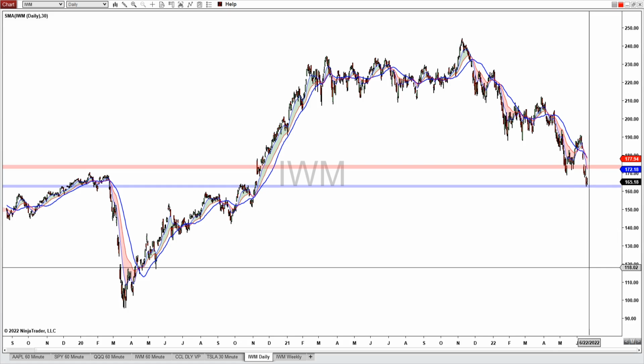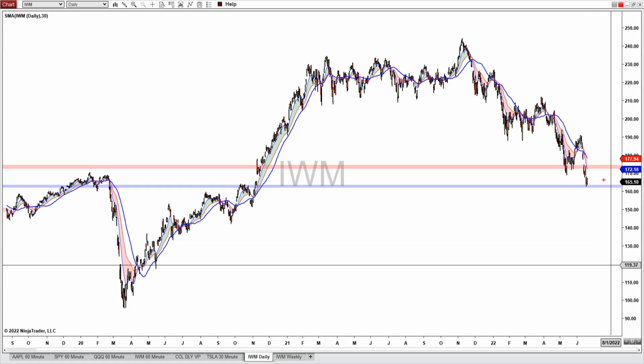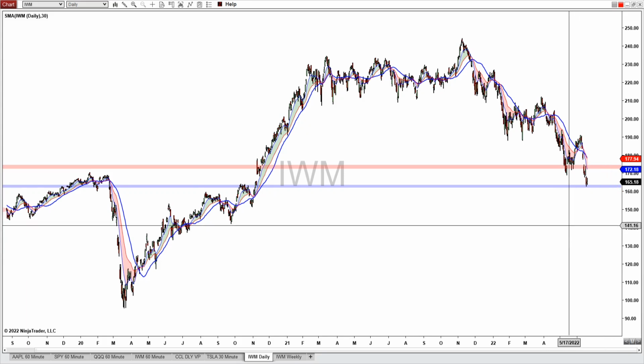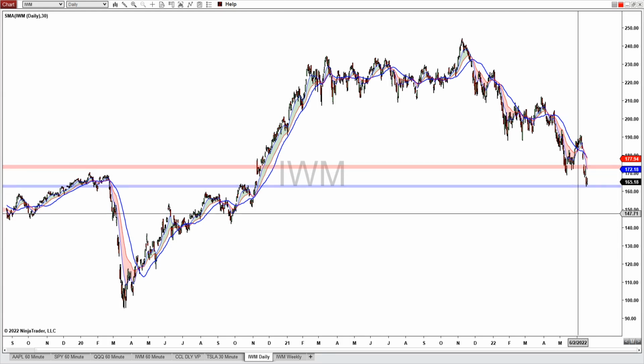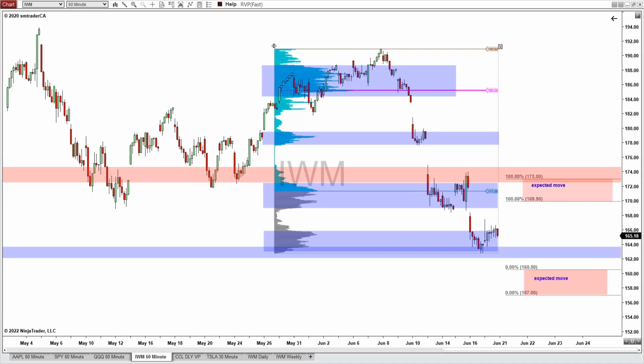Now let's take a look at IWM. Here's the daily. I also identified a support zone and a resistance zone, and those areas are in the range of 163.50 on the support area and possibly 174 on the resistance area. Now, once again, I'm focusing on a bounce for the week. So I'd be looking for a bounce from the IWM as well.